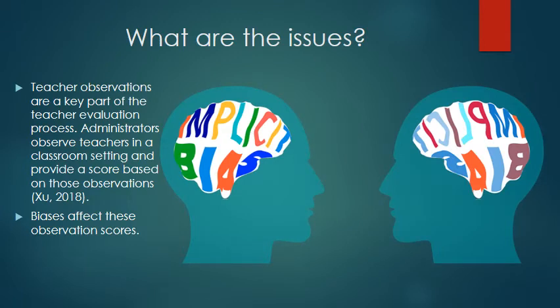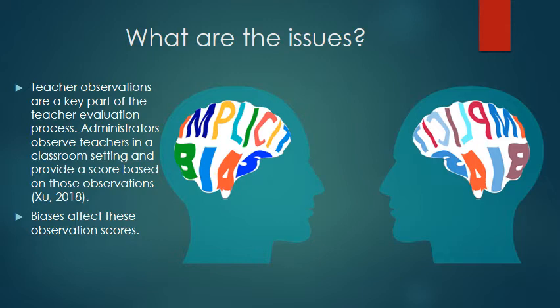So first, I want to give you a little bit of background information. Teacher observations are a key part of the teacher evaluation process. This usually involves an administrator who observes a teacher in a classroom setting and scores them based on those observations. Obviously, these scores can be affected by biases.